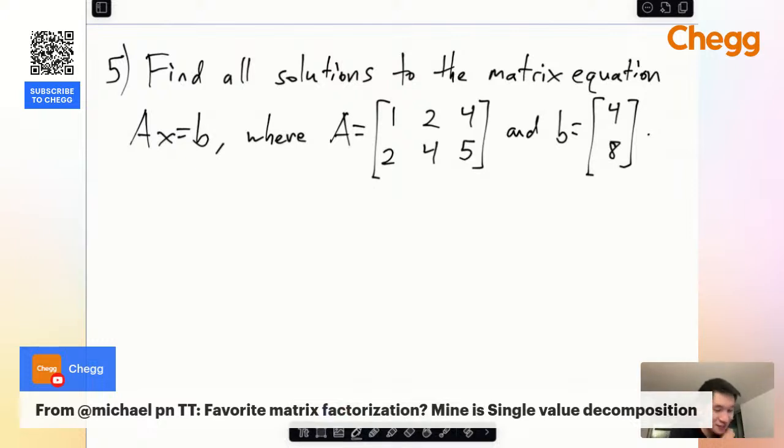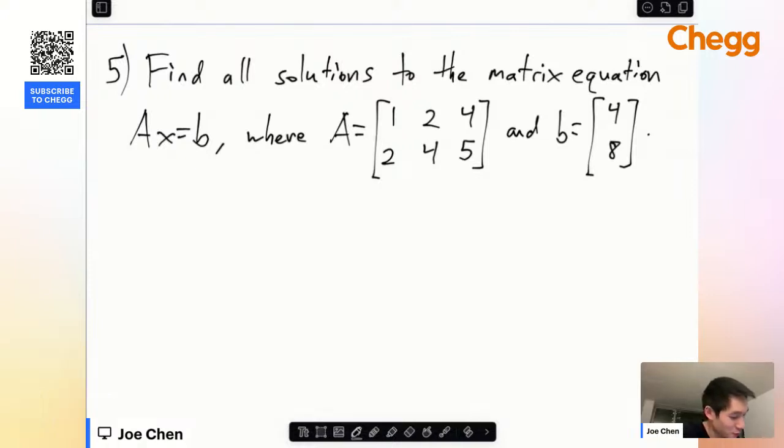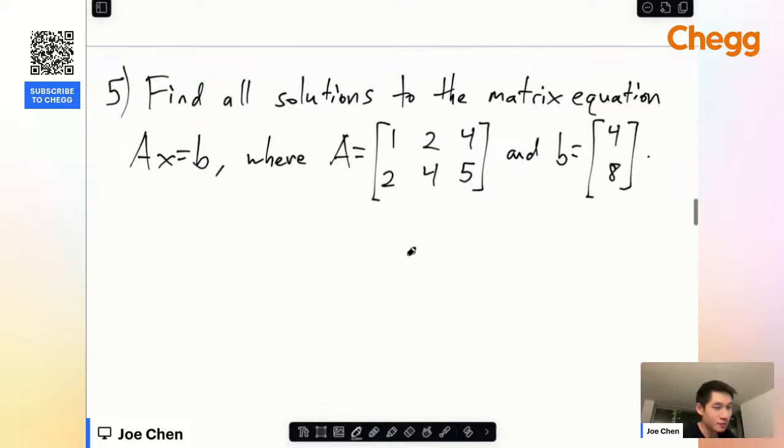Anyways. Okay, let's get into this last question before time runs out. So find all solutions to the matrix equation AX equals B, where A is this matrix and B is this vector. Okay. What I wanted to say for this is there's two ways to do the problem.